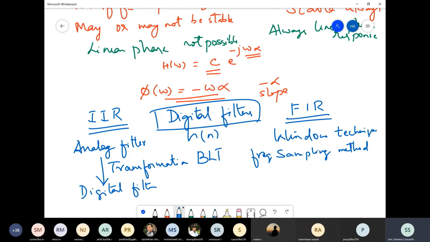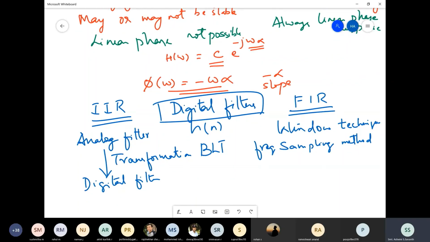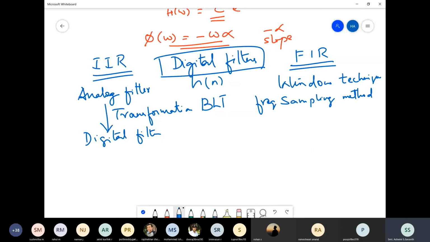Two kinds of IIR filters we'll be learning. One is the Butterworth filter and the other is the Chebyshev filter. All this makes up your modules 3 and 4, wherein we'll be designing with these different techniques.